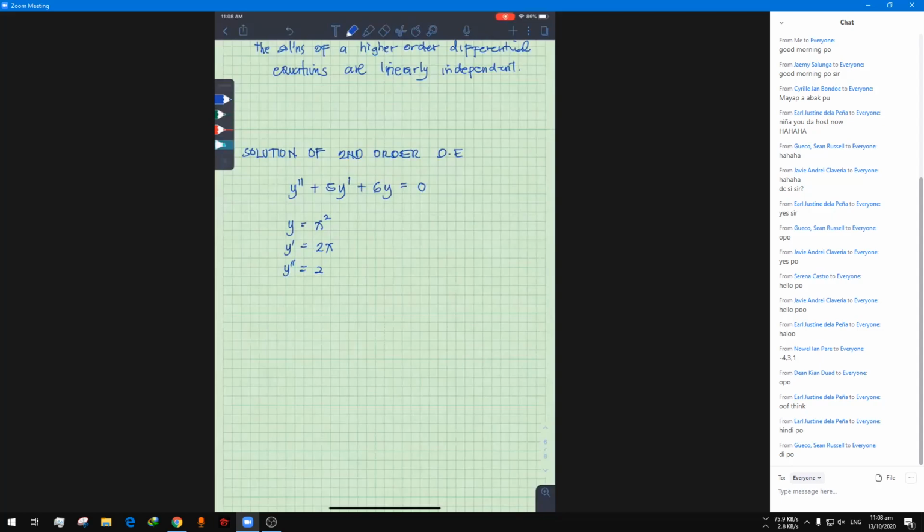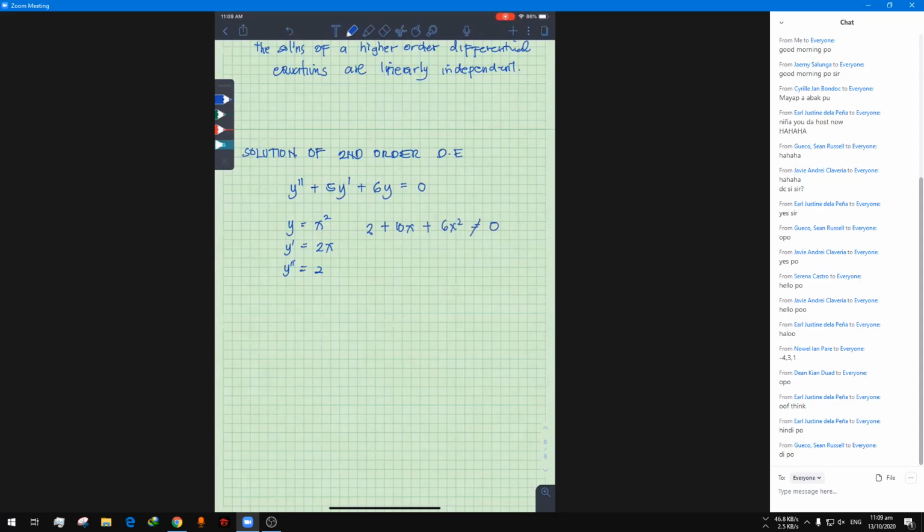Pag sinubstitute ko yan, that would become 2 plus 10x, okay, 5 times 2x is 10x, then plus 6 times x squared will be 6x squared. It's equals to 0. Kaya lang, as you can see here, this is not equal to 0, kasi yung variable natin nag-iba-iba yung degree niya. Nung dinerive ko siya, from second degree, naging first degree, naging 0 degree. So usually, sa mga higher order, hindi solution yung mga algebraic functions.